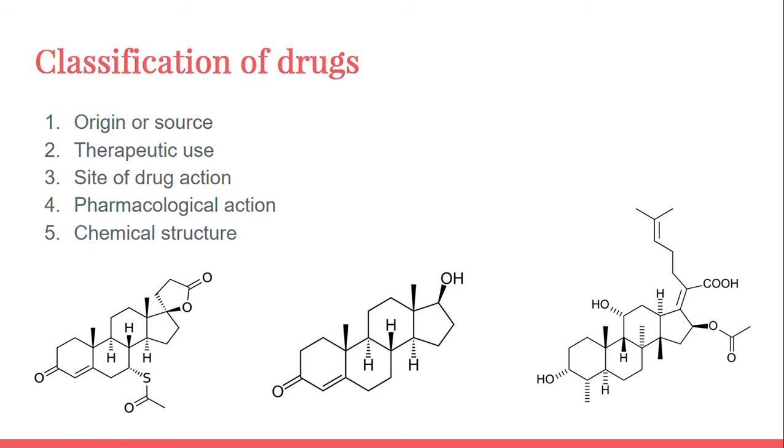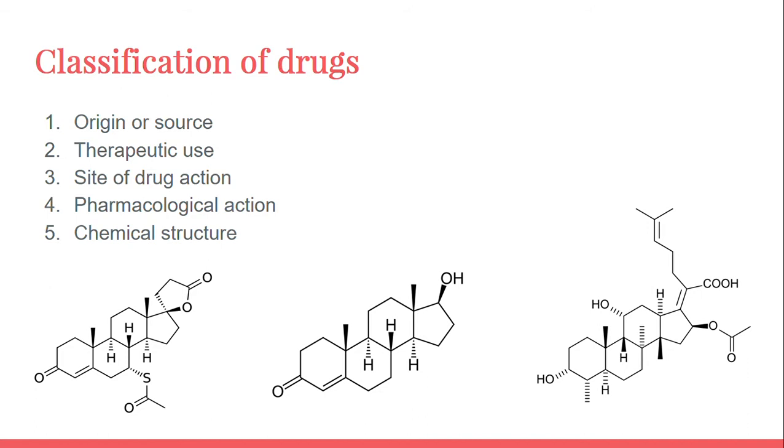Or we can classify the drug according to the site of drug action. So for example, drugs that are called beta blockers will be blocking the beta receptors that are in the body. Similarly, we have drugs called ACE inhibitors, we have drugs called alpha blockers. So the site of drug action can also be a marker of classification.